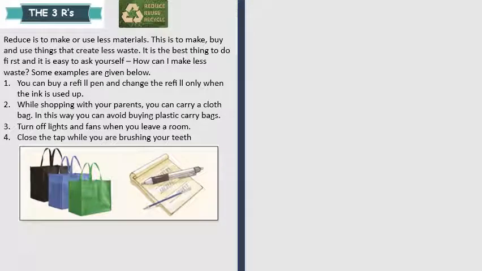The 3 R's, reduce, reuse, and recycle. Reduce is to make or use less material. This is to make, buy and use things that create less waste. It is the best thing to do first, and it is easy to ask yourself, how can I make less waste? Some examples are given below. You can buy a refill pen and change the refill only when the ink is used up.